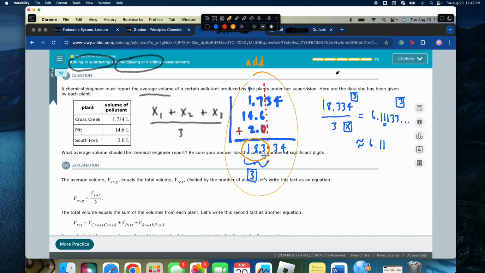Then, after I do that, I've got to divide. And that's got a different rule. So I know this number has 3 sig figs in it. The top one does, 18.334, because of my addition problem. And then I divide by a number that's exact. And so my answer is going to have 3 sig figs in it. So the answer is 6.11.